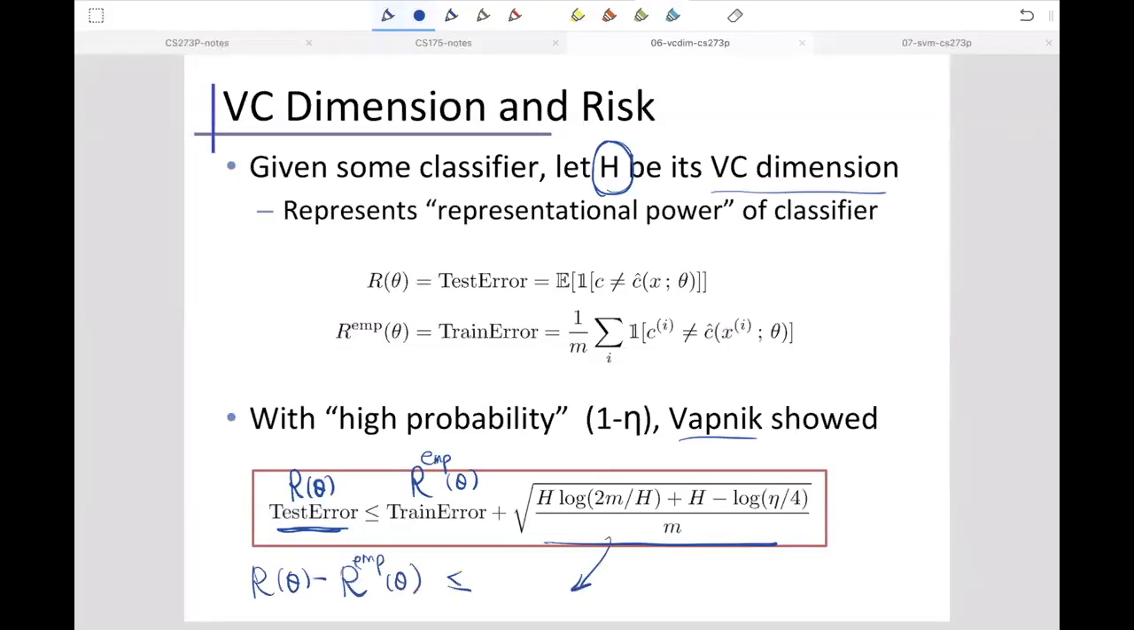We're going to talk about how the VC dimension is actually defined. But for now, let's look at this formula to think about what it means. In general, first of all, I want to emphasize that what this provides you is an inequality. It's not an equality, it's an inequality.